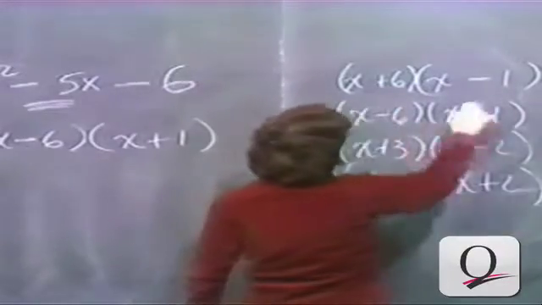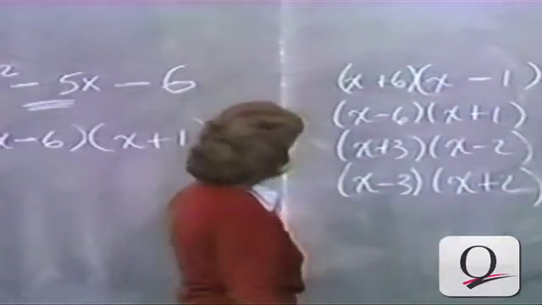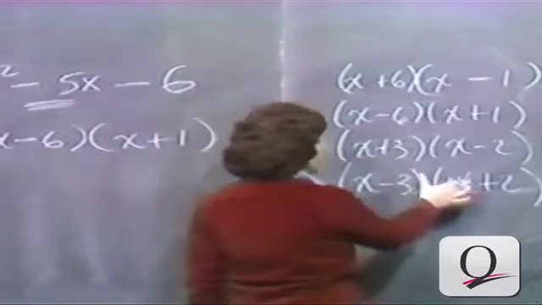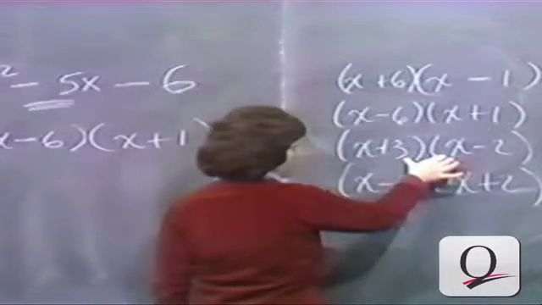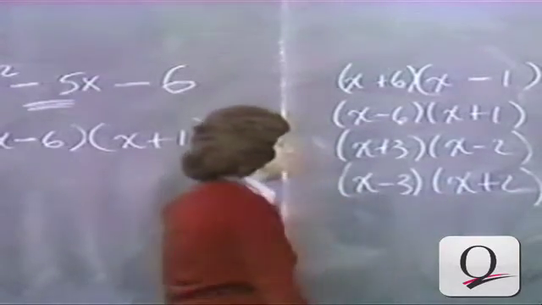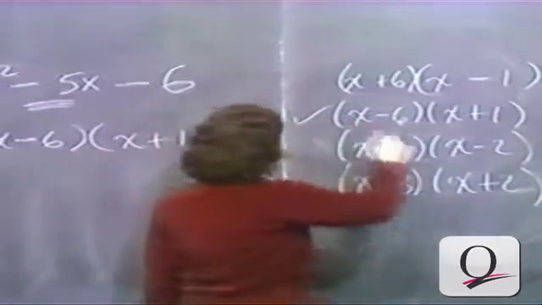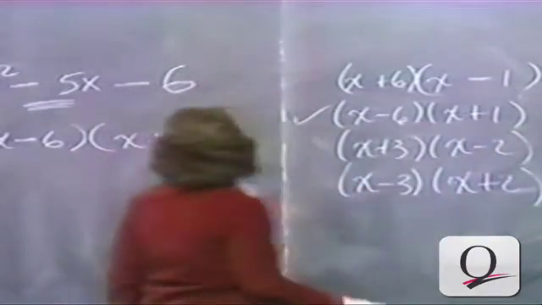Okay, here the outer gives you minus x, the inner 6x. That gives you 5x. In the third, you had minus 2x and 3x. That's 1x. Here, 2x and minus 3x. That's minus 1x. And this was the one that worked. The outer was 1x. The inner was minus 6x for the minus 5x.